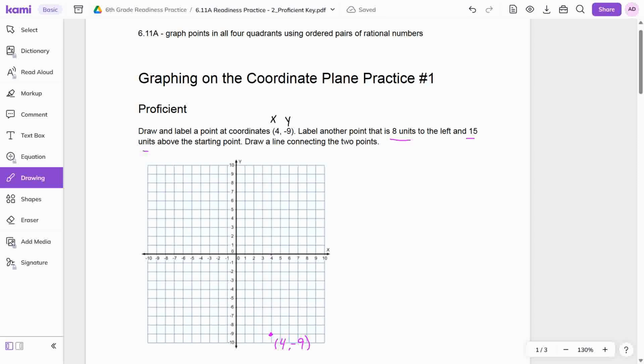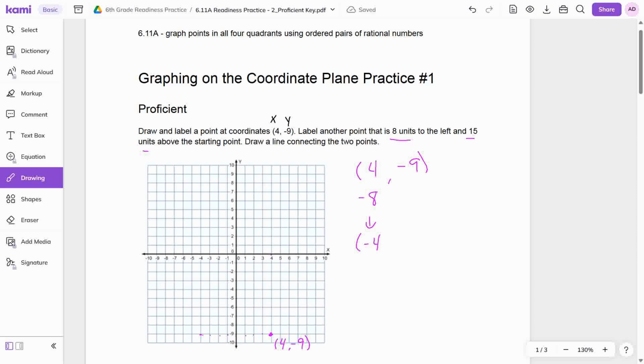Now we need to label another point that is 8 units to the left and 15 units above. We need to draw a line connecting those points. So let's go 8 units to the left. We can do it just by counting on the graph, but we can also use a little bit of subtraction and addition. If I go 8 units to the left, I am taking my x number and subtracting 8 from it. What is 4 minus 8? That is going to end up with a -4. Because if I go 8 to the left, it's 1, 2, 3, 4, 5, 6, 7, 8. I'm right there at -4.